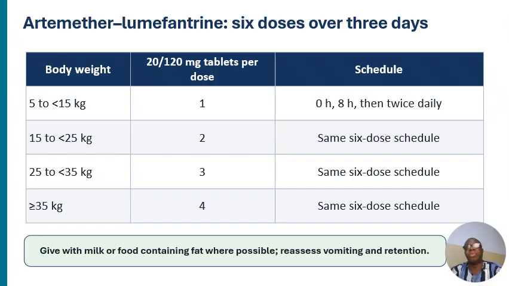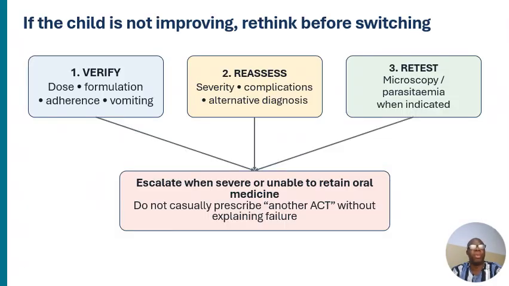The next thing I'm going to do is to ask what to do when recovery does not follow. When you give a drug and the child is not getting better, what should you do? When a child is not improving, do not automatically label that child's infection as resistant and prescribe another ACT. No. First, verify the treatment.